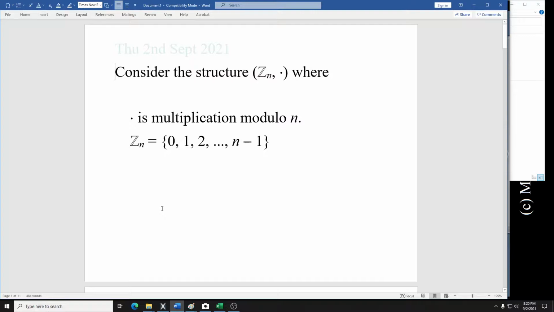Consider the structure Zn together with multiplication modulo n. Here, Zn is the set of all remainders upon division by n: 0, 1, 2, and so on up to n minus 1.